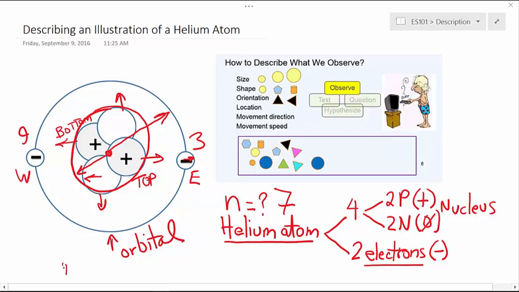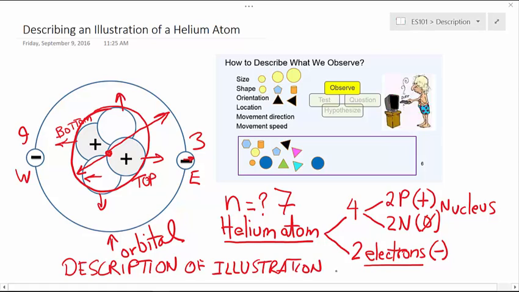All right, so that's a full description of this illustration, and there may be other characteristics and properties as well. But in any case, remember, a description is to give an account of in words. And I think we've got something like 15 or 16 characteristics that describe this illustration.